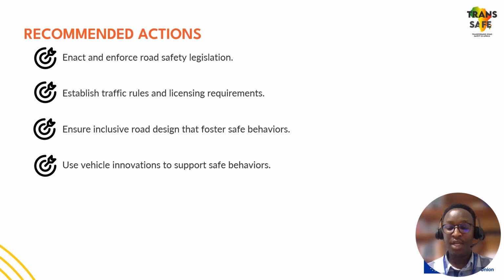3. Ensure inclusive road design which fosters safe behaviors. For example, clear road signage and road markings that are intuitive. Another example, use of roundabouts and traffic calming designs such as speed humps.